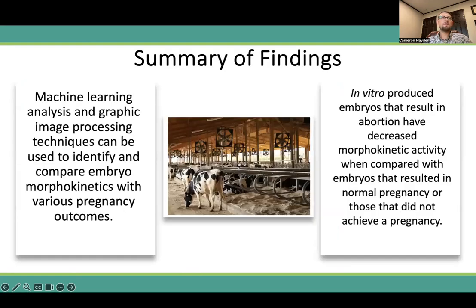Ultimately, a summary of our findings is that machine learning analysis and graphic image processing techniques can be used to identify and compare embryo morphokinetics with various pregnancy outcomes. Also, in vitro produced embryos that resulted in abortion have decreased embryo morphokinetic activity when compared with embryos that resulted in normal pregnancy or those that did not achieve a pregnancy, when these embryos were videoed immediately prior to embryo transfer.